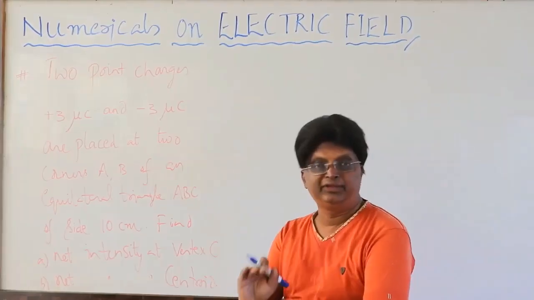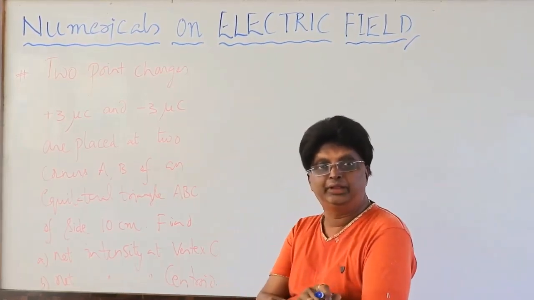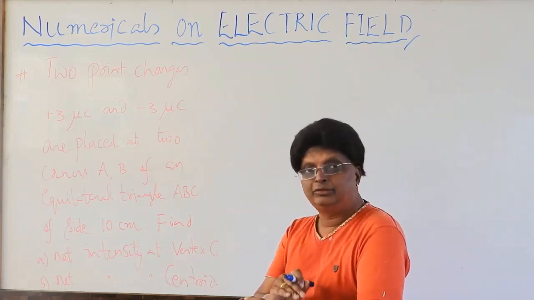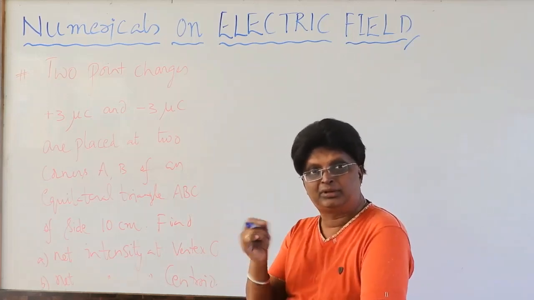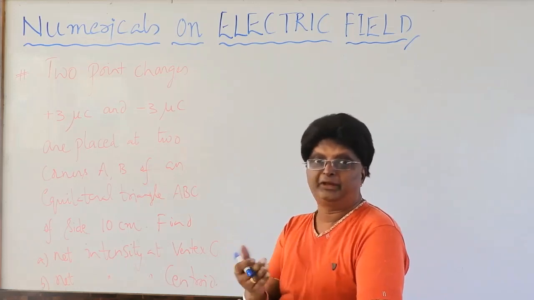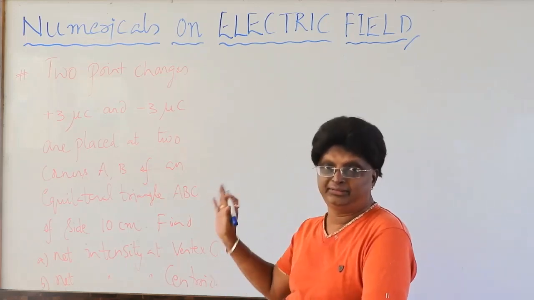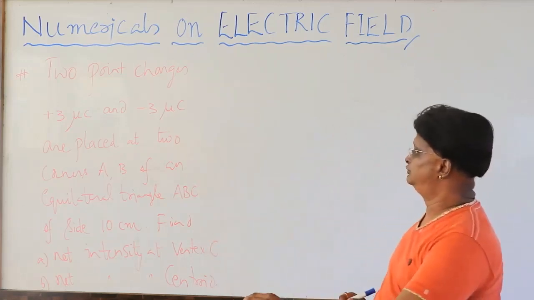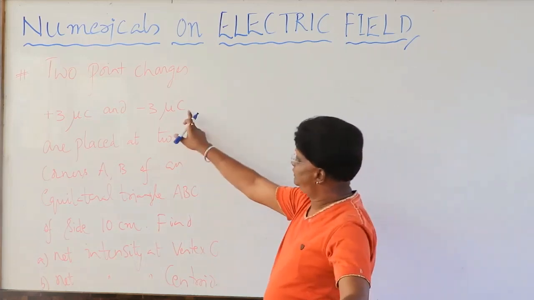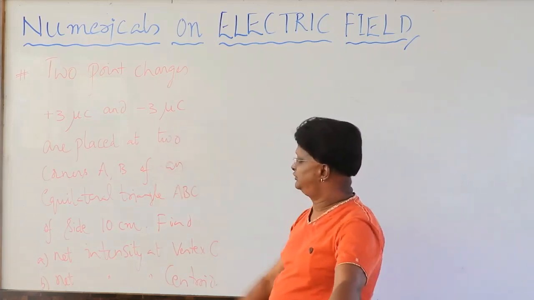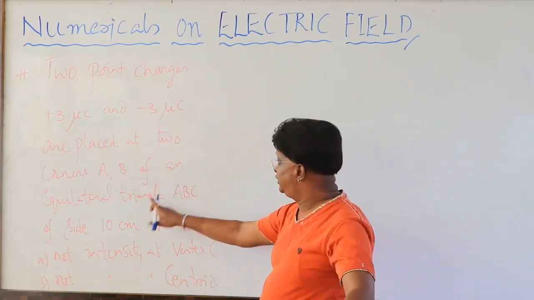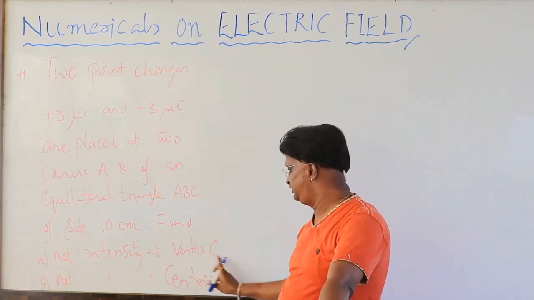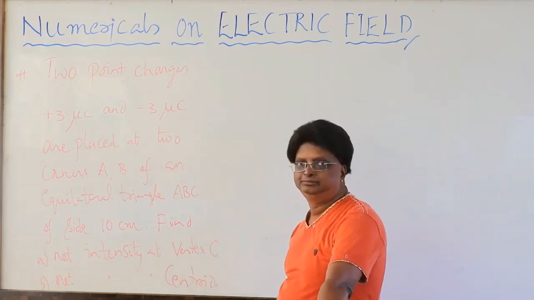Other example, we have seen the case of a point on the line joining the two charges as collinear. All the points were collinear, and now let me take one more example with the case of a coplanar point. For that, the example is like this: 2 point charges, I have taken as positive and negative. Plus 3 microcoulomb and minus 3 microcoulomb placed at 2 corners A and B of an equilateral triangle ABC, and the side is 10 centimeter. Find the net intensity at the vertex C is the given.